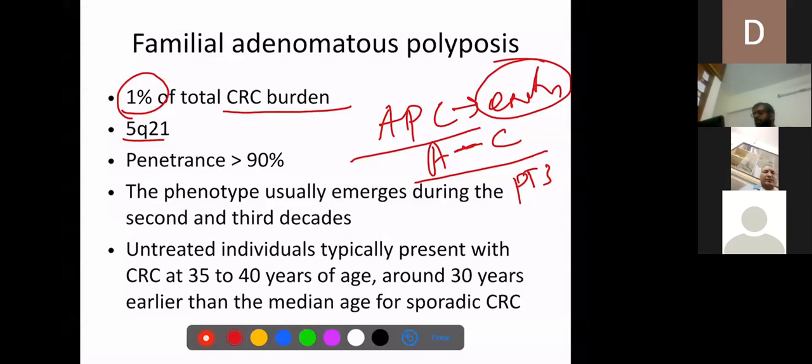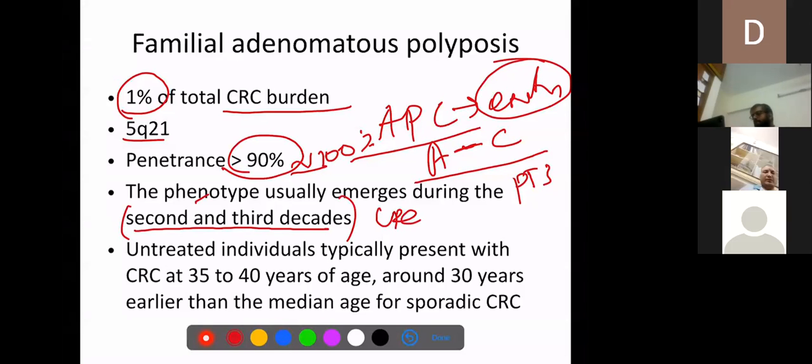Penetrance is greater than 90%. It is 100%. I told you already. If 100 patients have a mutation in APC, almost 100 patients will develop colorectal carcinoma. Usually it occurs in the second or third decade. The phenotype, the manifestation, colorectal cancer manifests in the second or third decade. That means 10 to 30 years. Very early it is. Untreated individuals typically present with colorectal carcinoma at 35 to 40 years of age.